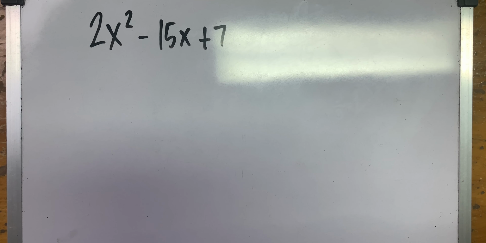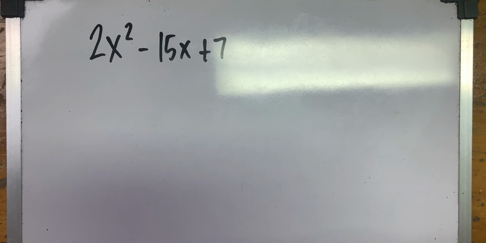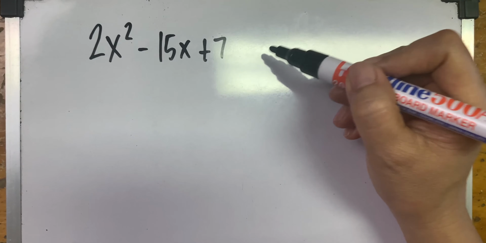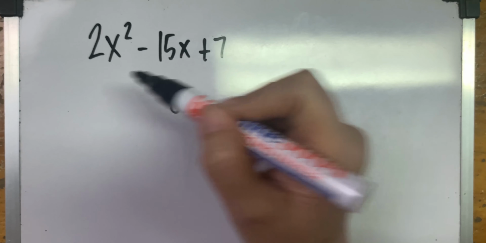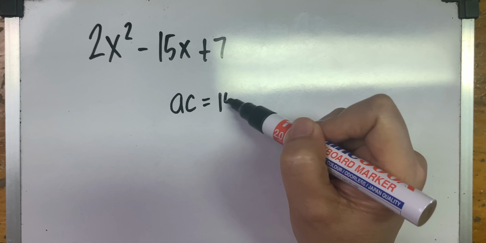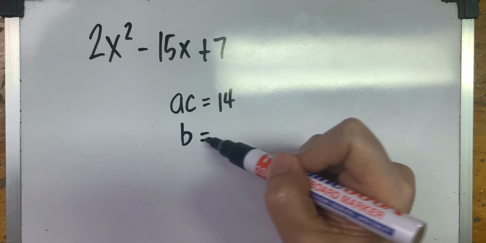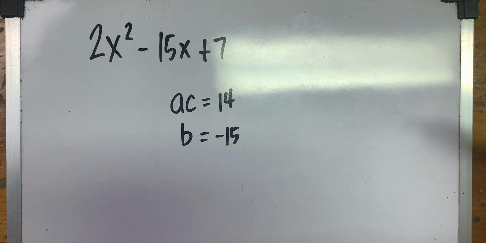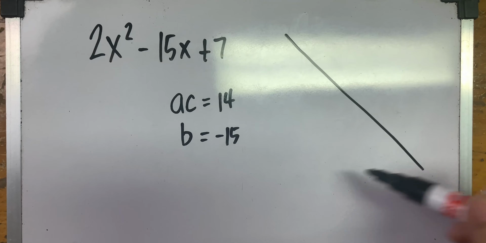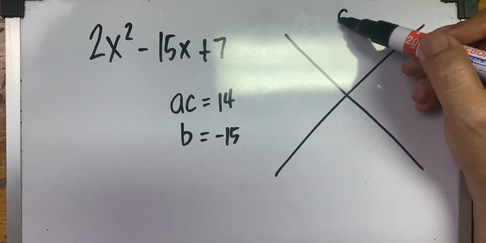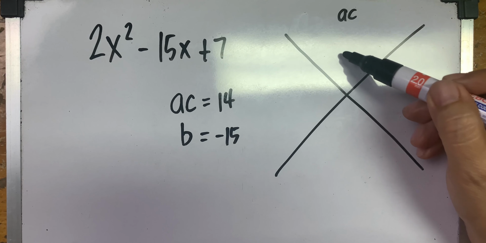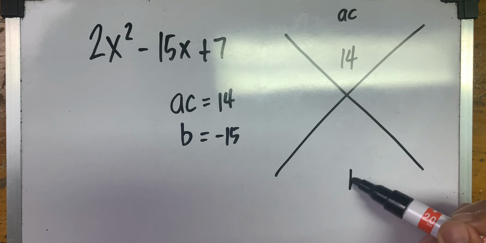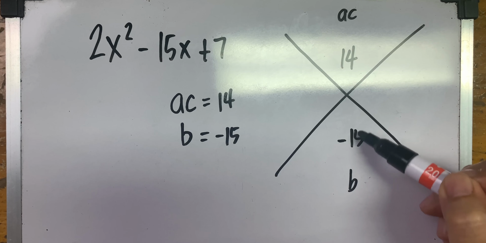Okay, for our next example, 2x squared minus 15x plus 7. Again, we have to find our a times c. In this case, it's 2 times 7 gives us positive 14. And then our b is negative 15. Okay, using the x method, we'll have to write our a and c, the product of a and c, which is 14, and our b here, which is negative 15.